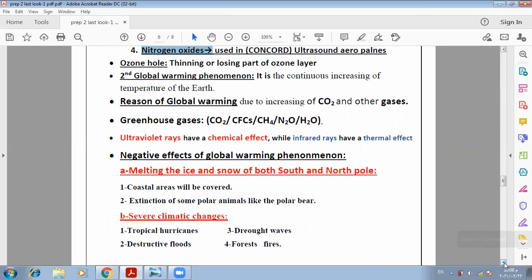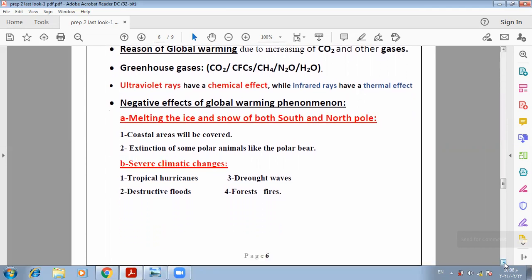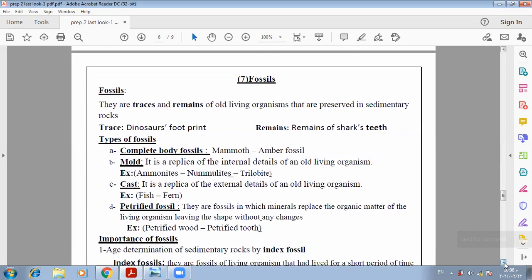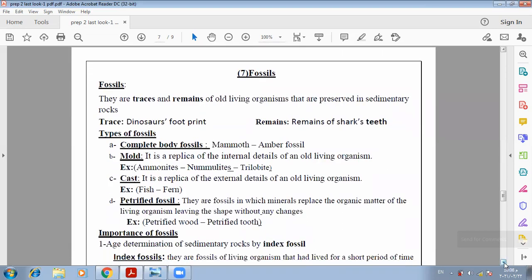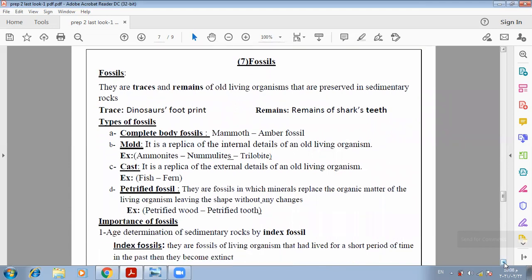We revise on it quickly كده يعني يلا let's go نكمل مع بعض lesson or sorry unit 3 fossils and extension and continuity of living organism. Lesson 1 fossil. Fossil, what's the meaning of fossils? They are traces and remains.